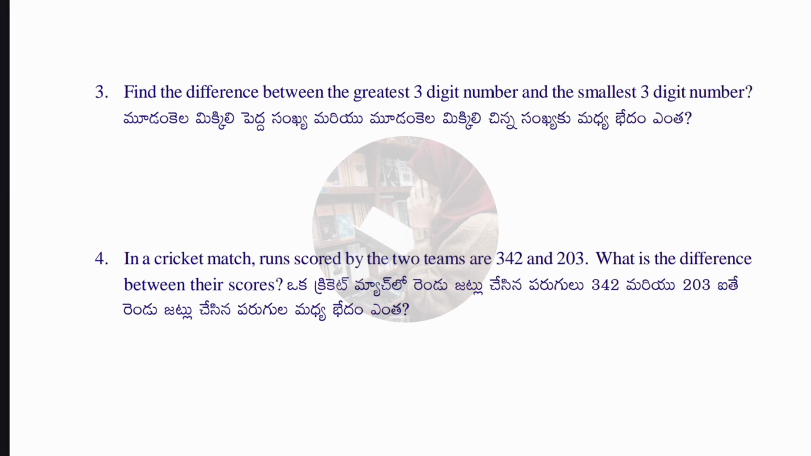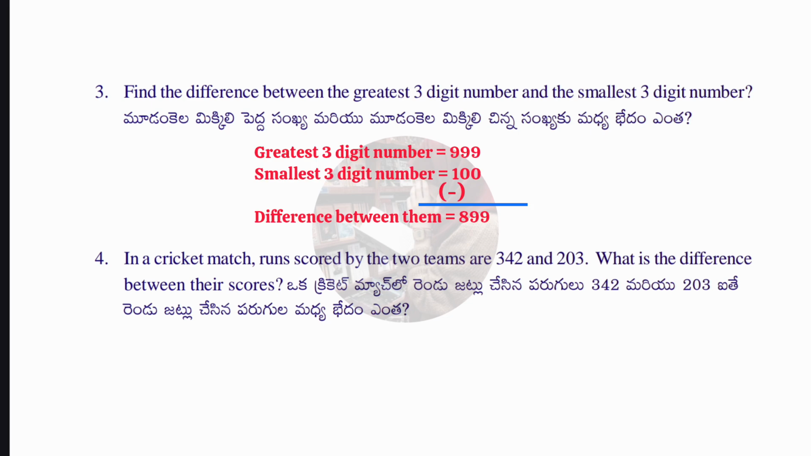Okay, let's see the third question, which is, find the difference between the greatest 3-digit number and the smallest 3-digit number. First we'll write down the greatest 3-digit number, which is 999, and the smallest 3-digit number is 100. If you make the difference, 999 minus 100, you will get the answer as 899. Understood, guys?